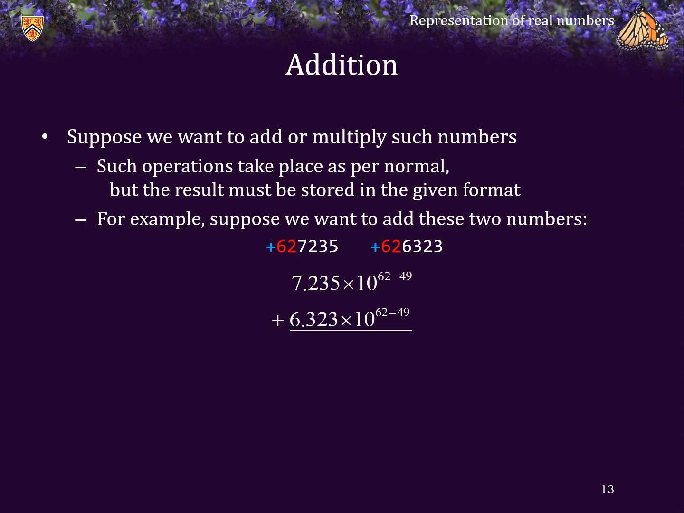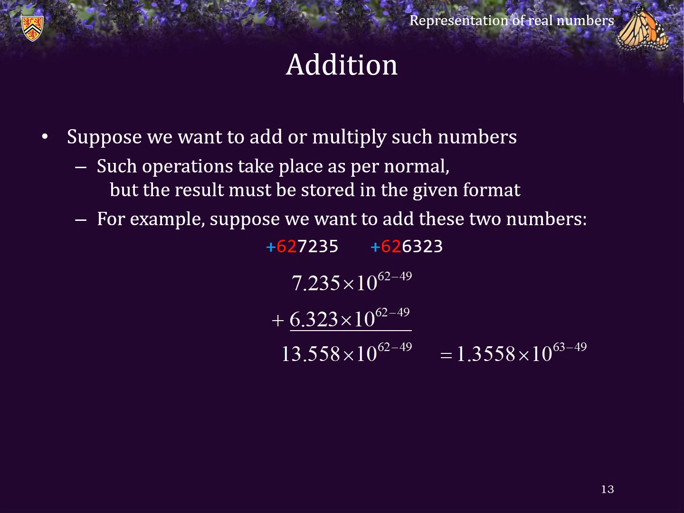Well, the first number represents 7.235 times 10 to the 62 minus 49. The second number is 6.323 times 10 to the 62 minus 49. Now, we can perform this calculation, adding them together, and we get 13.558 times 10 to the 62 minus 49. Now, this has 2 digits in the integer component, so we can correct this by moving the decimal point and changing the exponent. So this is equal to 1.13558 times 10 to the 63 minus 49.